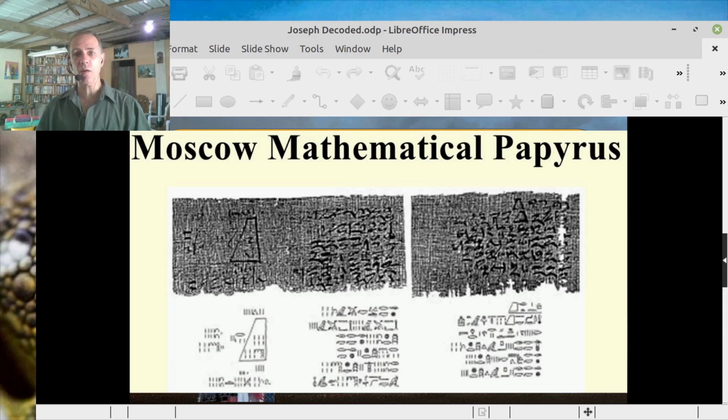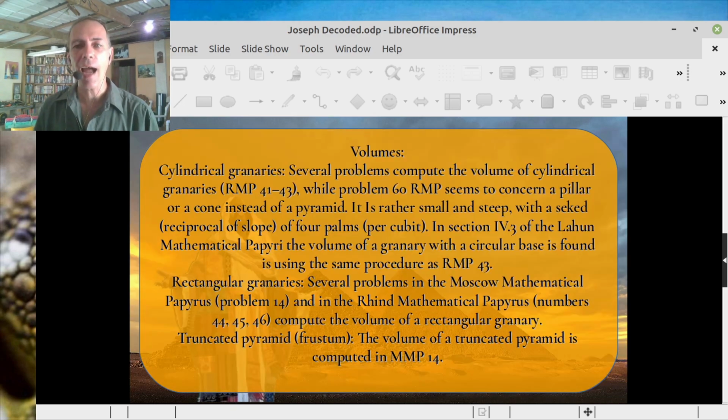And so this here is an image of the Moscow Mathematical Papyrus, and down below you have copied out what was actually on there, the text. And these papyri are actually like math journals, math documents that are teaching and showing how to find out this information. Again, on here there are volumes, the cylindrical granaries.